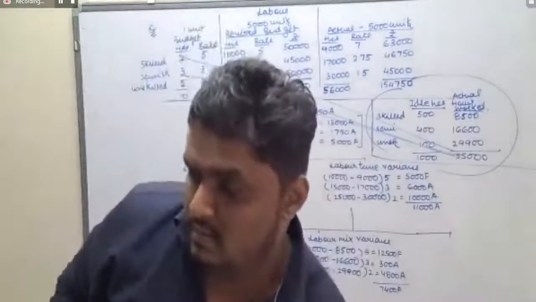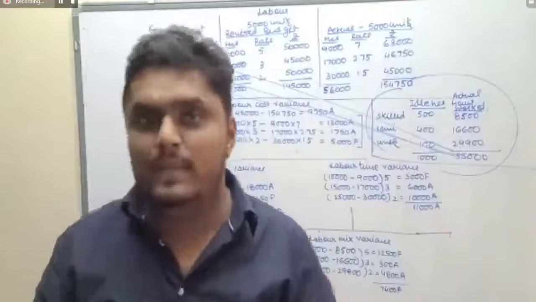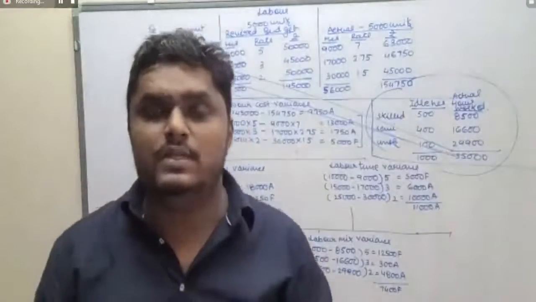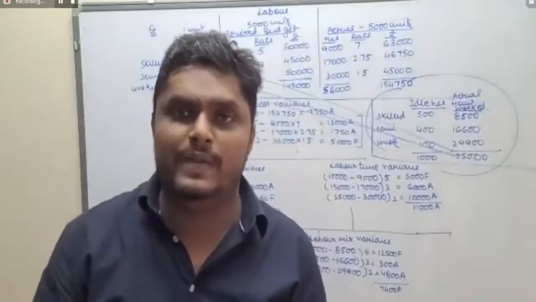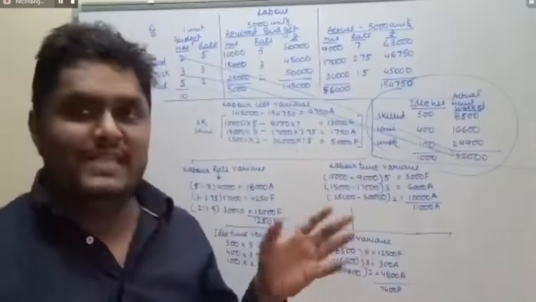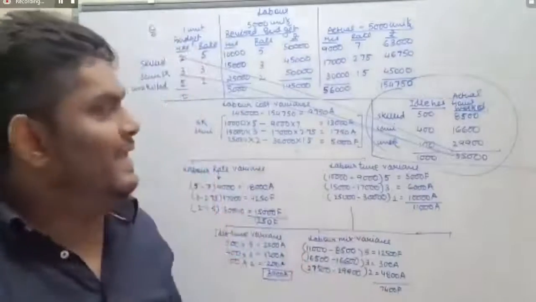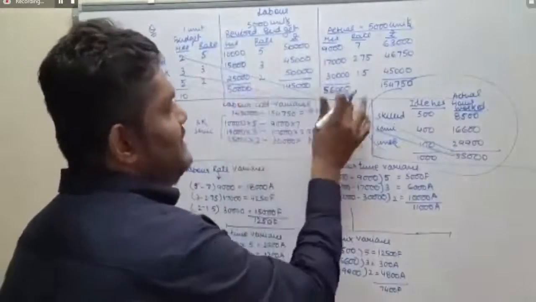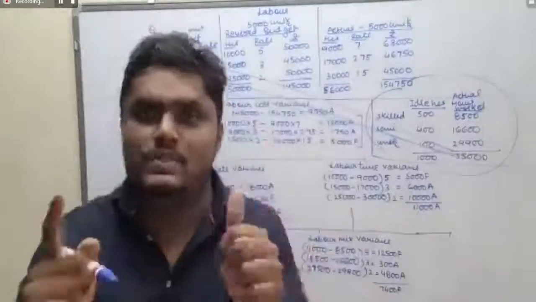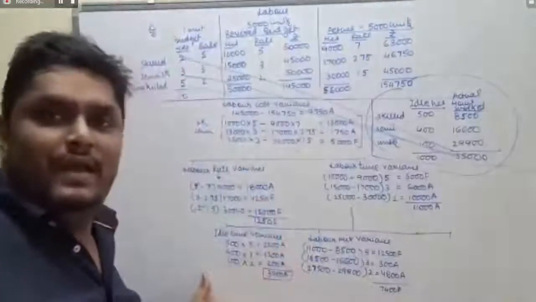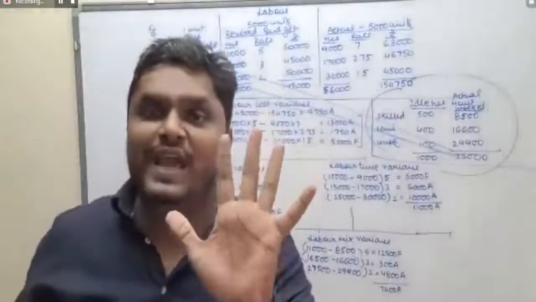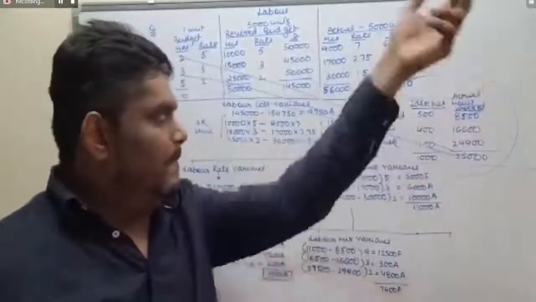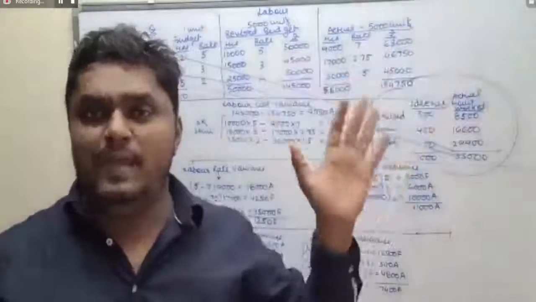So guys, yes, the idle time variance is always adverse because it is a loss to the management. Now, as far as labor mix is concerned, I repeat again, guys, there was an overall difference of 50,000 to 56,000 hours, that is 6,000 hours. Of this, 1,000 hours is the idle time variance. So we are left with a difference of 5,000 hours only. So for 5,000 hours we have to make the adjustment.